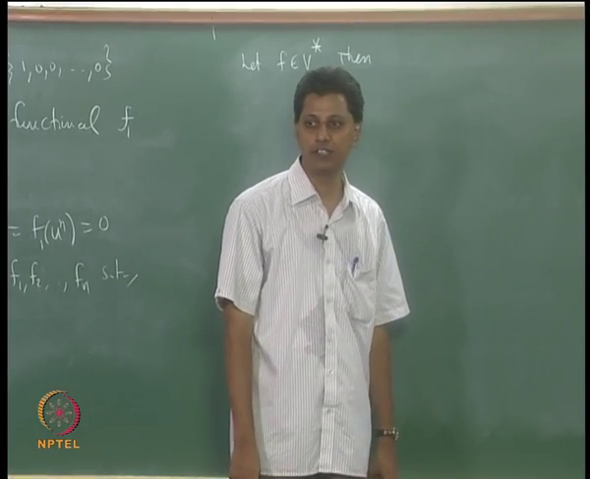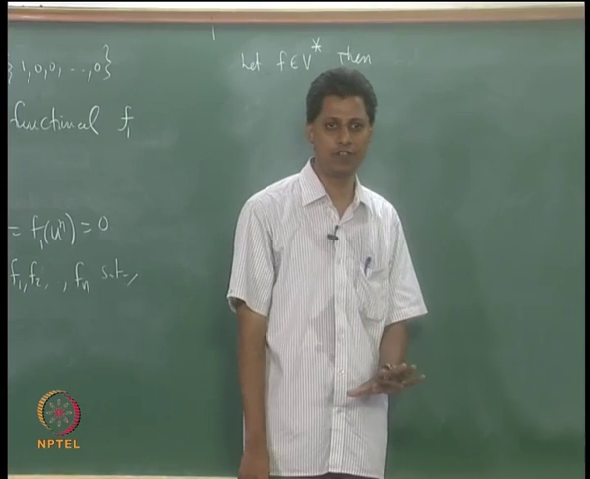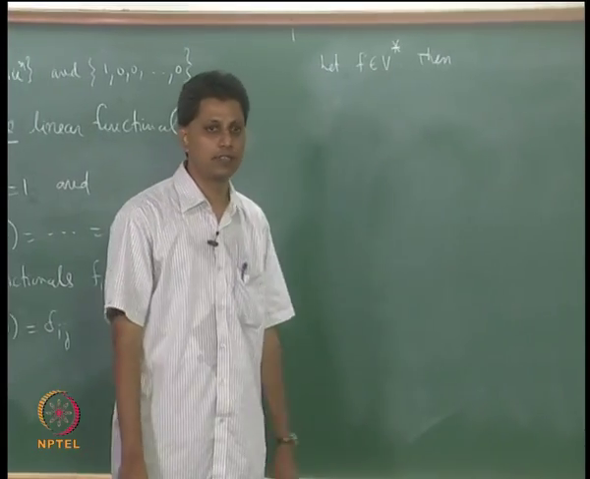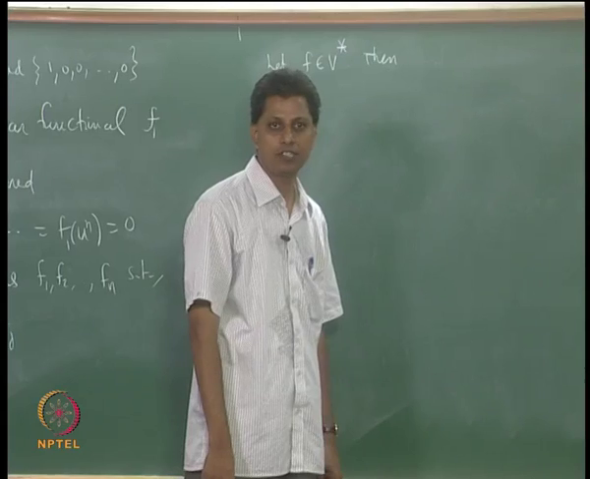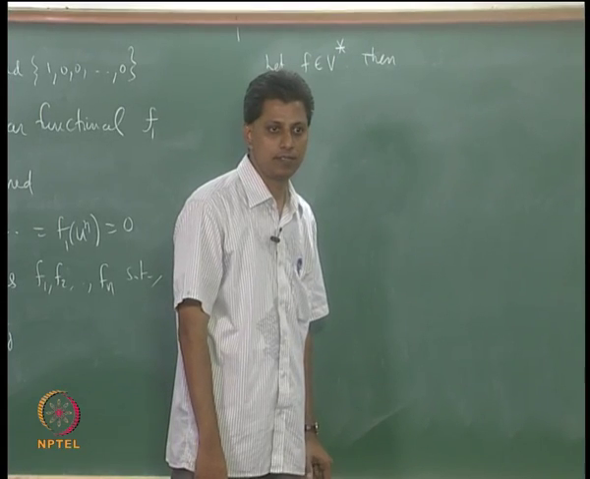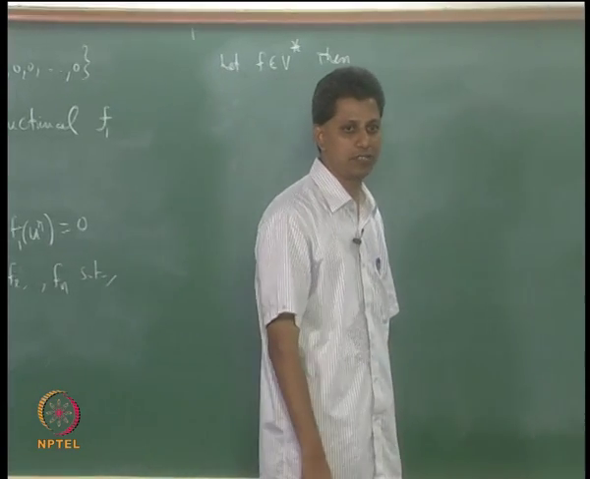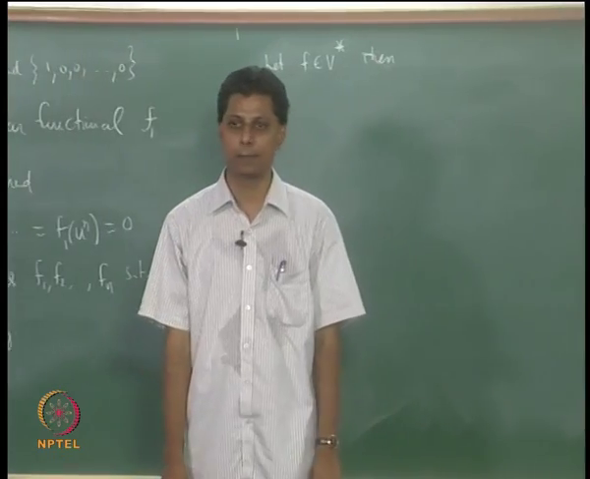What about linear independence of them? Suppose I prove linear independence, then it follows that they must form a basis, because the dimension of V star is n. Linear independence of these functionals, that is also easy to see. Maybe I will leave that as an exercise.